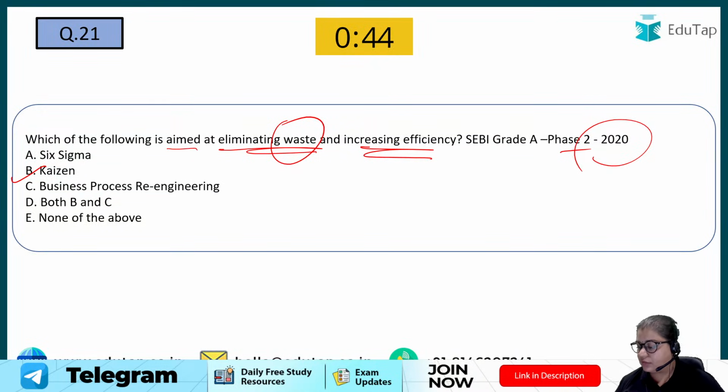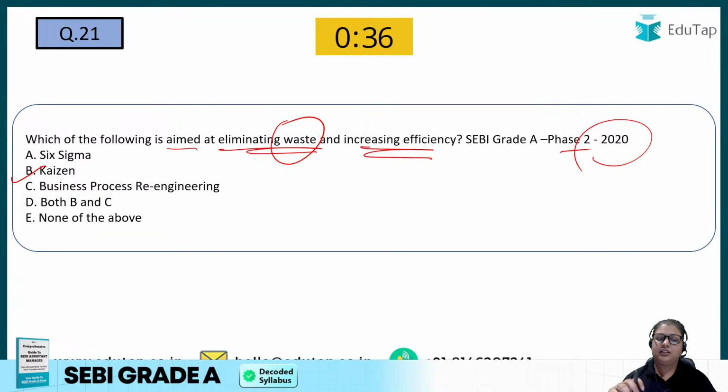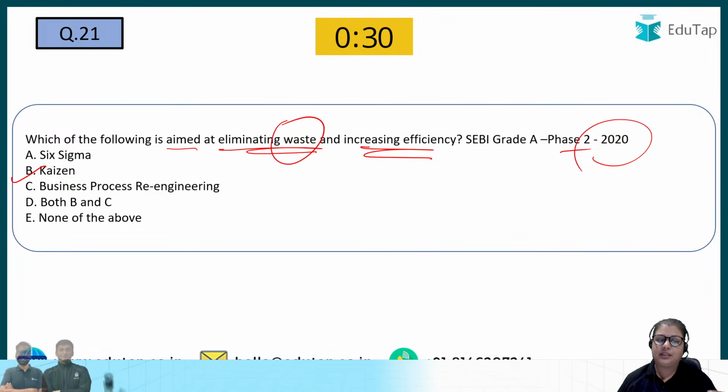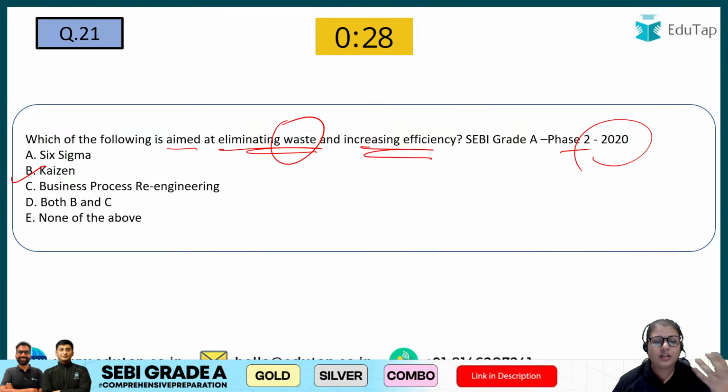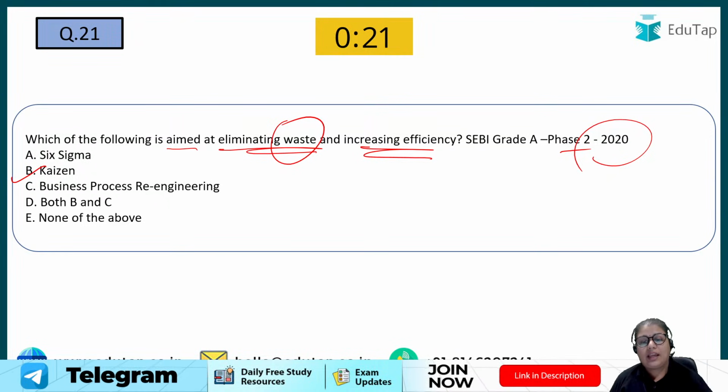As I told you, this is a little tricky, because in Six Sigma we are also reducing defects, and in business process engineering also, but the primary goal in both of them, Six Sigma and business process re-engineering, is not to eliminate the waste. In Kaizen costing, we are aiming to eliminate the waste and increase efficiency through continuous improvements, right?